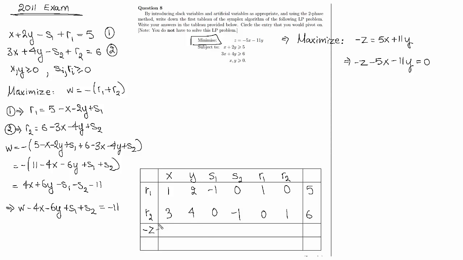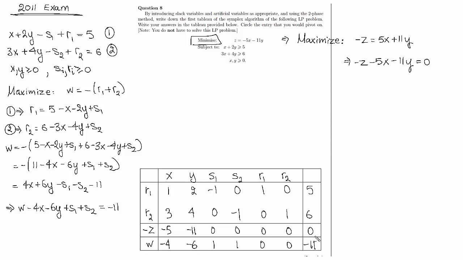Here we have minus z and then w. So minus z will have minus 5 and minus 11 as the coefficients and 0 everywhere else. And then w will be minus 4, minus 6, 1, 1, 0, 0, and minus 11. So that is the initial tableau. And now we need to circle the entry that we would pivot on.